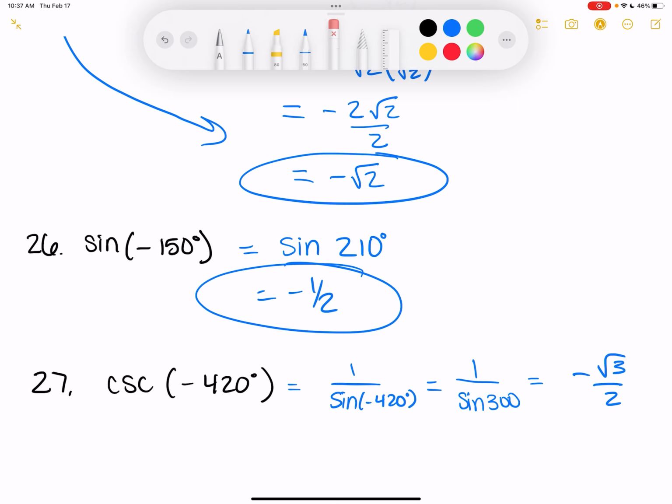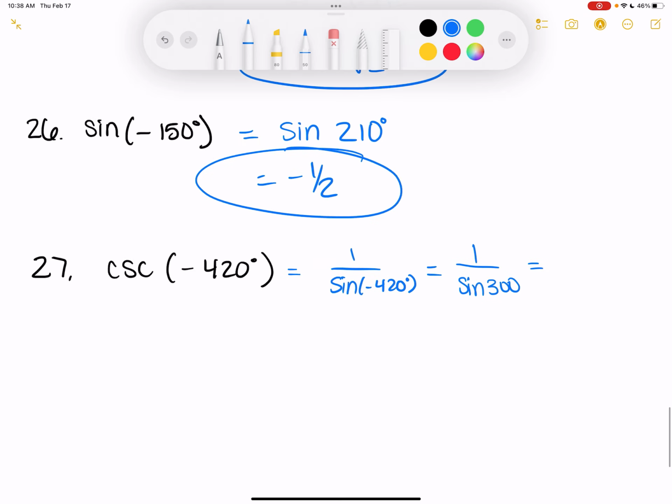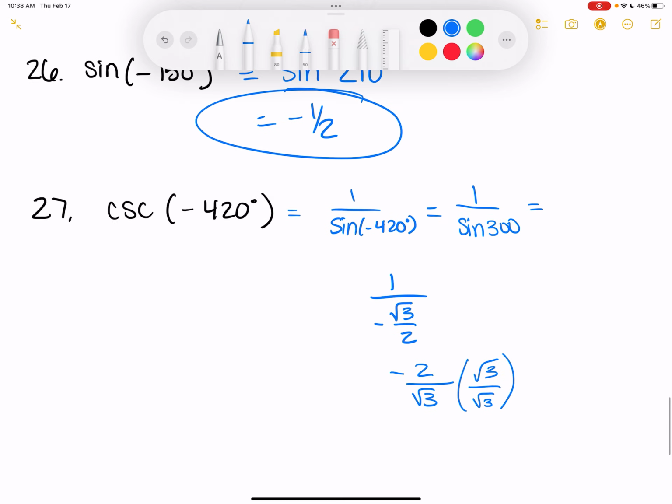Okay, but that's the sine. Don't do what I just did. It's 1 over that value. 1 over the square root of 3 over 2. We said it was negative, didn't we? It's negative. Multiply by the reciprocal. So that's going to be negative 2 over the square root of 3. And then you're like, oop, can't do that. So multiply by the square root of 3 over the square root of 3, which gives you, so that's what cosecant is equal to.